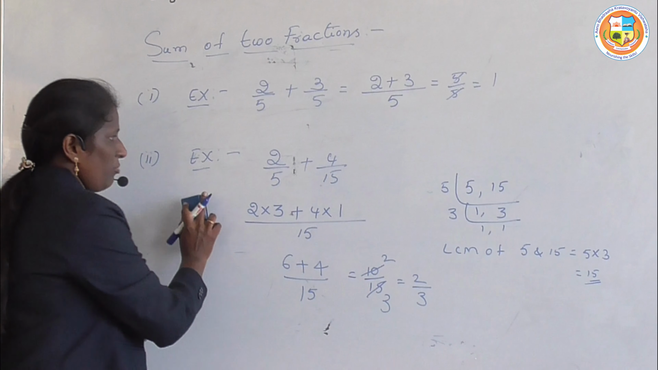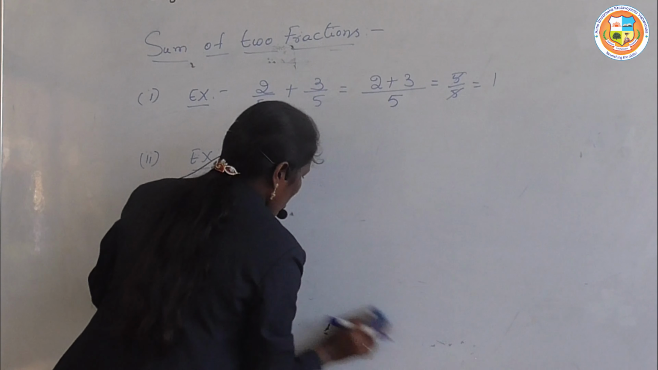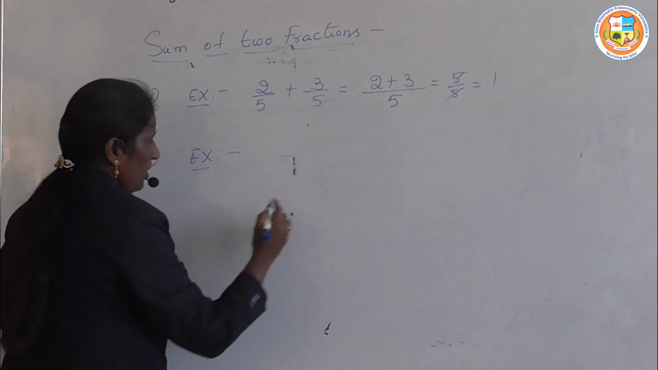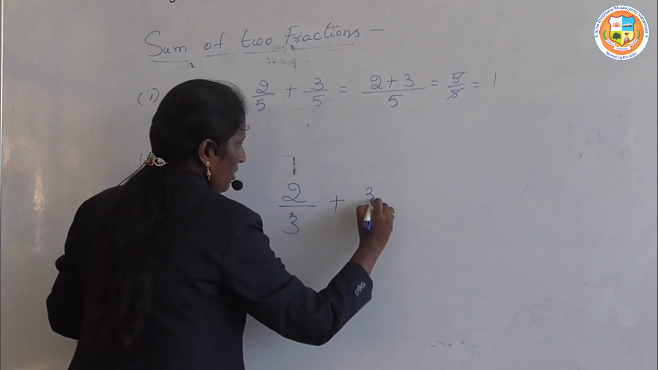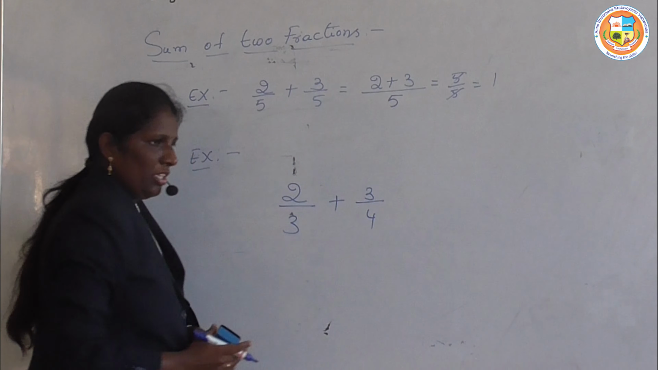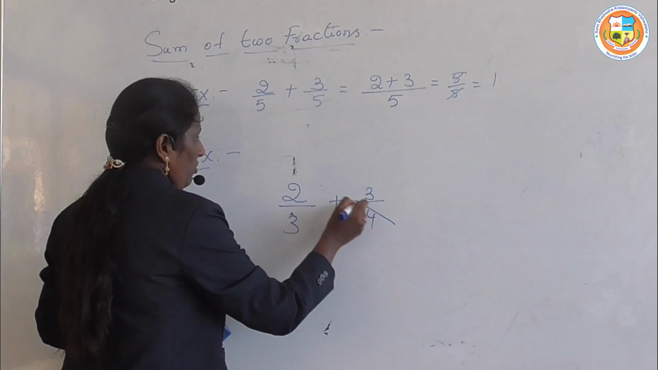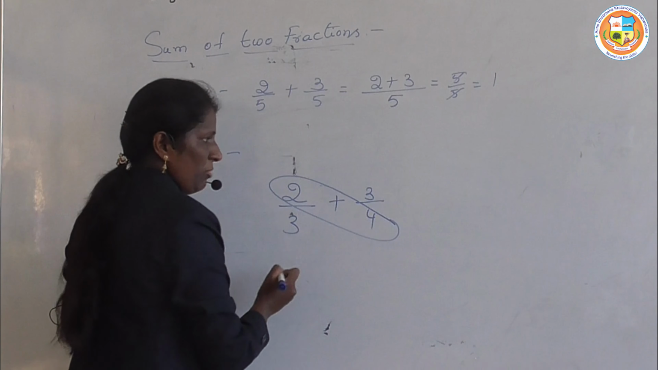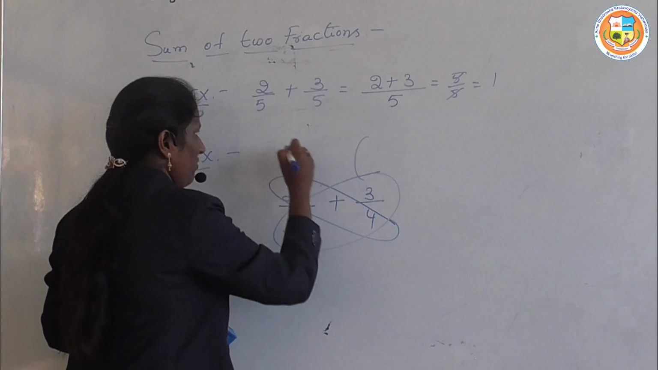Now one more shortcut method is also there. For example, 2 by 3 plus 3 by 4. Okay, this is also unlike fractions. One shortcut method: now multiply with cross multiply. Okay, now this is nothing but the butterfly method.